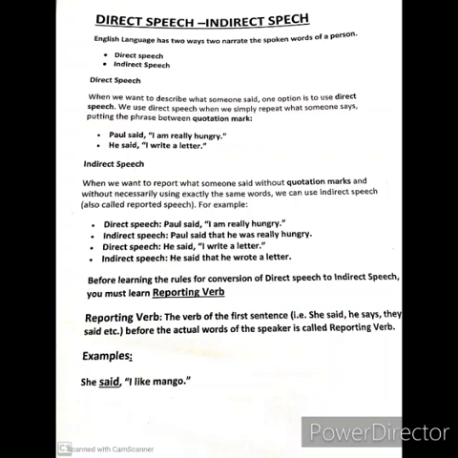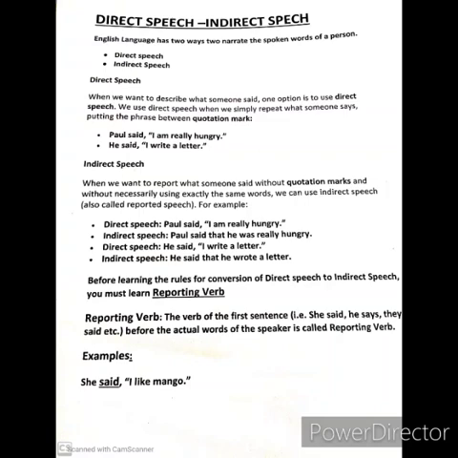But before learning the rules for conversion of direct to indirect speech, you must learn the reporting verb. What is a reporting verb? We can call it the reporting verb or reported verb also. This has a vital role, so you have to understand what it is. The verb of the first sentence, when we are writing direct or indirect speech, that is, she said, he says, they said, the verb of the first sentence before the actual words of the speaker is called the reporting verb.